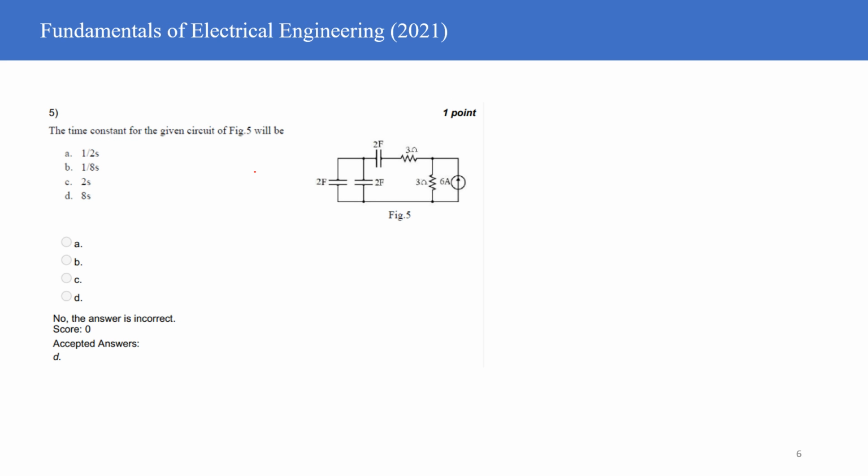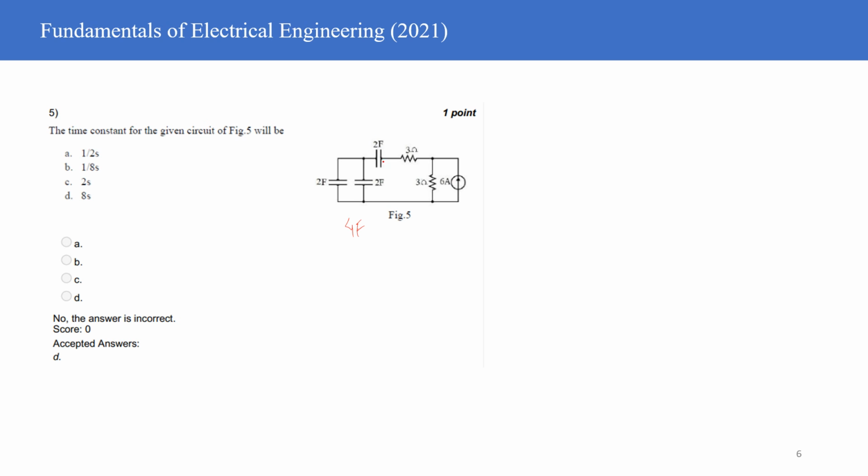So now there is a fifth question, which is asking you to figure out the time constant of the circuit. So let's try to address this question. So this is 2 farad. Okay, 2 farad and 2 farad are coming in parallel, so this will become 4 farad.